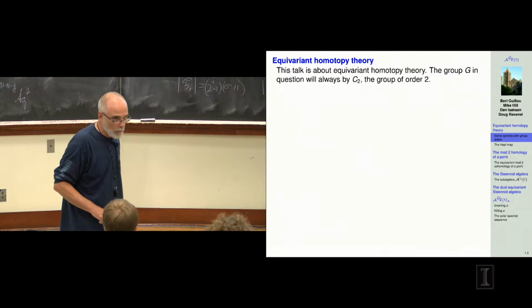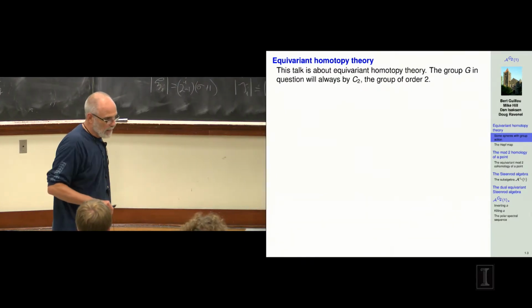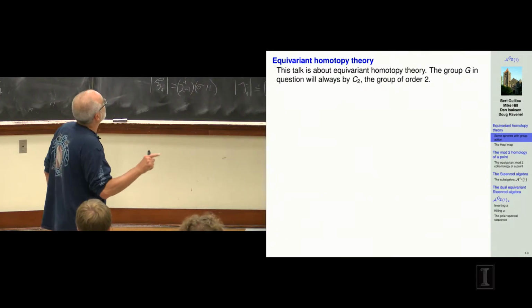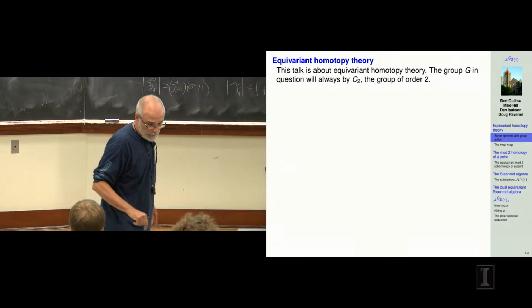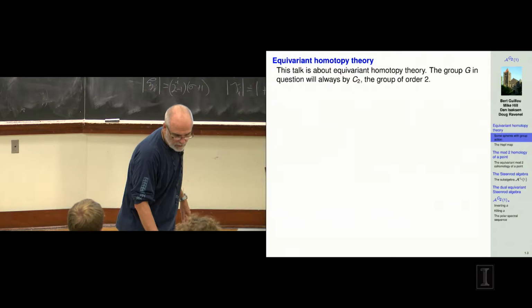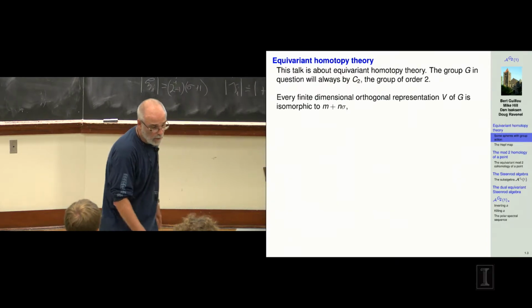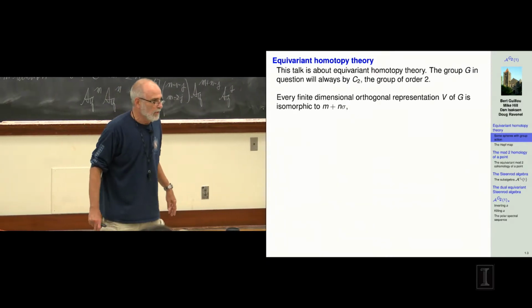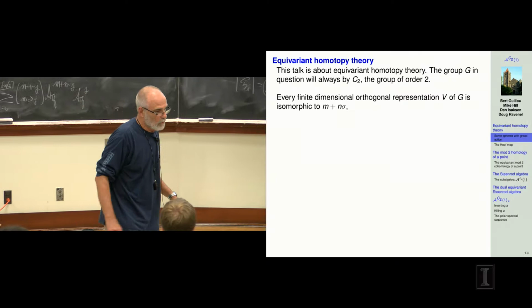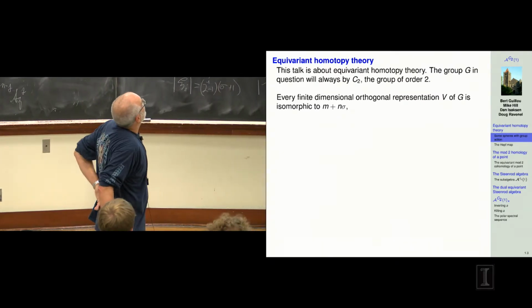And even with a group of order 2, you can find all sorts of conceptual problems that need to be addressed. So I'm going to say just a little bit about some of it, but not very much. So part of what you need to understand is the orthogonal representation theory of the group in question. Now, for this group, it's pretty simple.